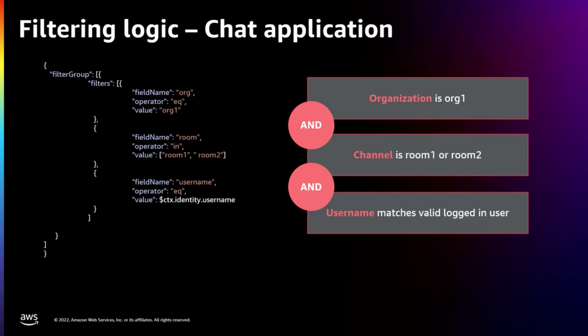Another example is chat applications, where you are going to deliver messages only to the client users who belong to organization org1, channel 1 or channel 2, or room 1 or room 2, and the username is a valid logged in user. Then only deliver these messages.